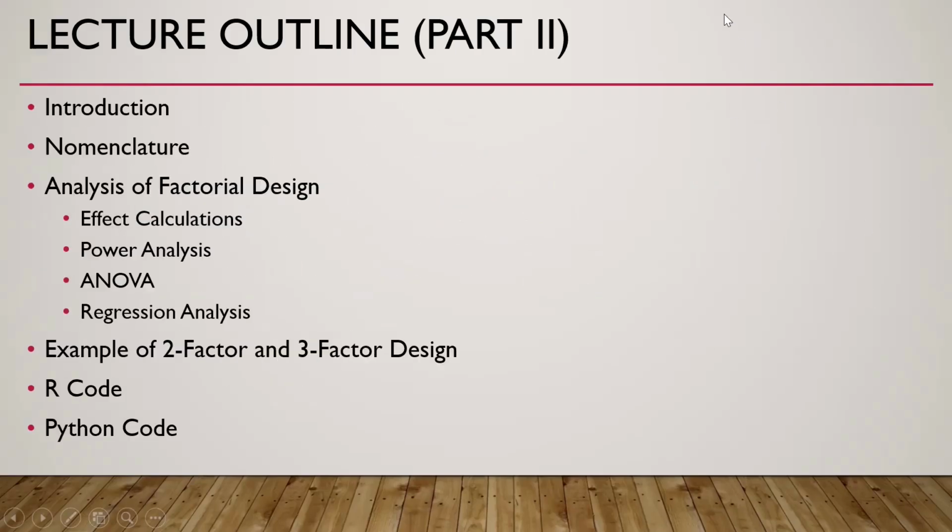This is the lecture outline of my present lecture on factorial design. First of all, I will give an introduction to factorial design. Then I will talk about nomenclature. Then I will talk about analysis of factorial design. We calculate the effect size. Then we can do power analysis, and we do analysis by ANOVA or regression method. Then I will give two examples of two-factor design and one example of three-factor design. Then I will provide you with R code and Python code to do analysis of factorial design.